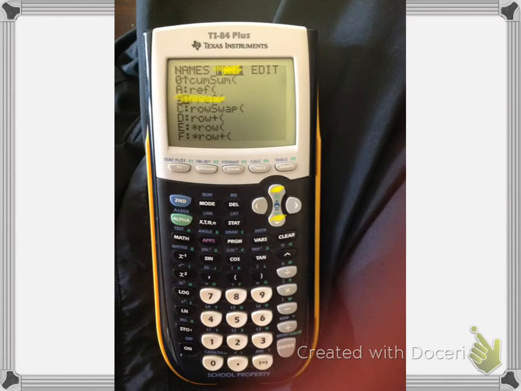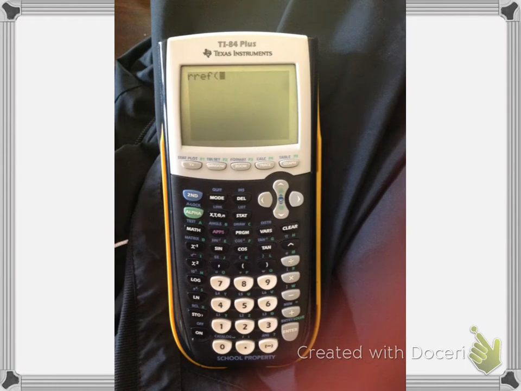Once you have the RREF highlighted, you're going to push enter just one time. After you push enter, it takes you back to the home screen and there's the RREF, what you just pushed enter for. So stay there for right now. Let me show you the next step.